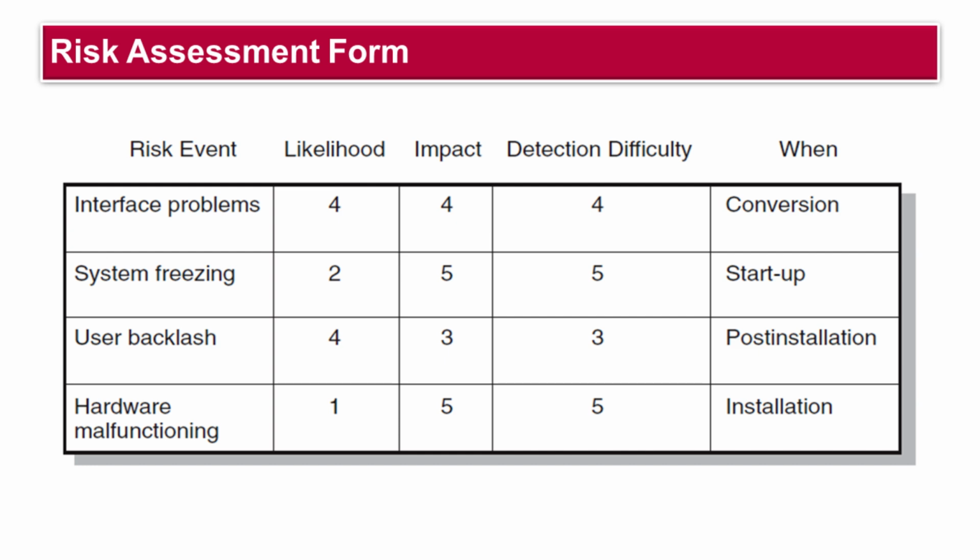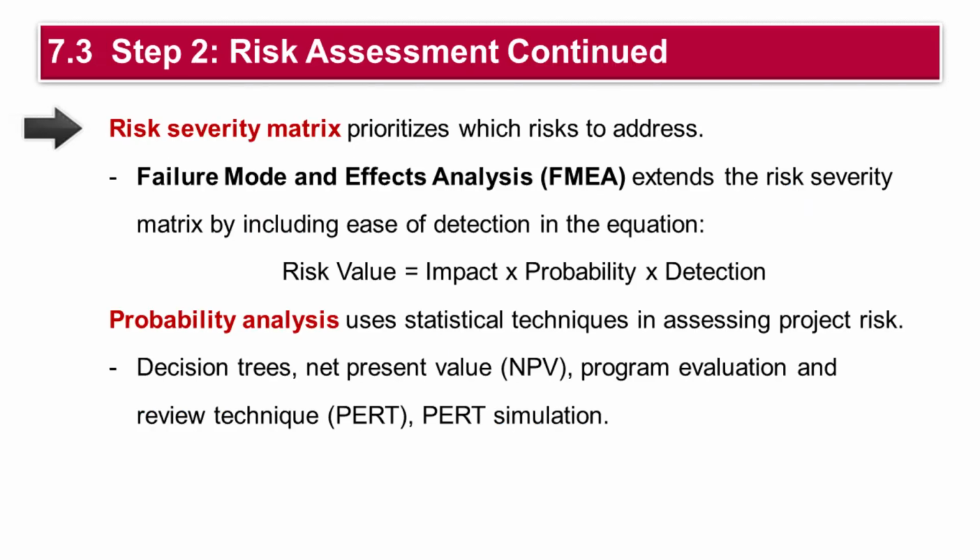Detection difficulty is a measure of how easy it would be to detect that the event was going to occur in time to take mitigating action, that is, how much warning there would be. So in the OS upgrade example, the detection scale would range from 5 equals no warning to 1 equals lots of time to react. Often, organizations find it useful to categorize the severity of different risks into some form of risk assessment matrix.